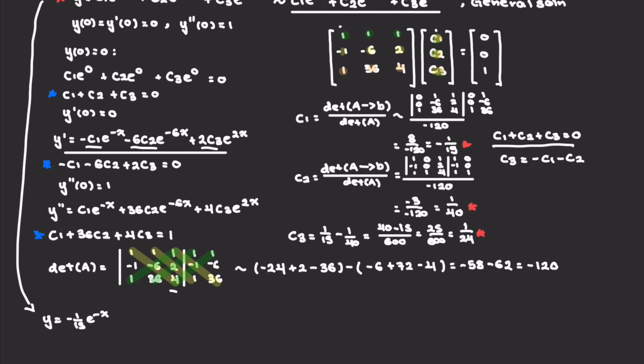e to the negative x plus C2 times e to the negative 6x. C2 is 1 over 40. So this is just 1 over 40 e to the negative 6x. And then our last one is C3 times e to the 2x. C3 is 1 over 24, e to the 2x. And so this is our particular solution, or our final solution to this higher order ODE with initial value conditions.